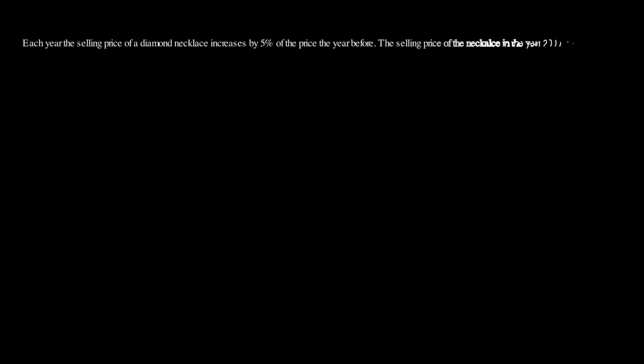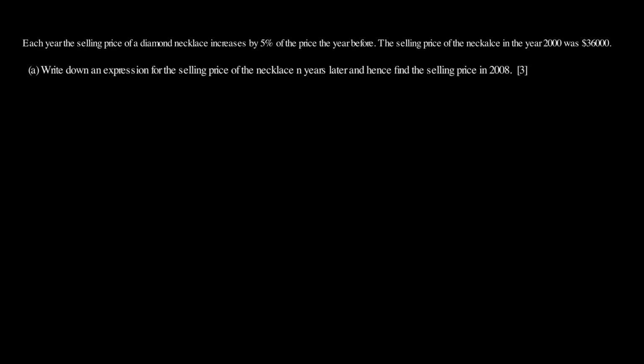Problem 3 goes like this. Each year the selling price of a diamond necklace increases by 5% of the price the year before. The selling price of the necklace in the year 2000 was $36,000. In part A of the problem, it asks us to write down an expression for the selling price of the necklace n years later and hence find the selling price in year 2008.